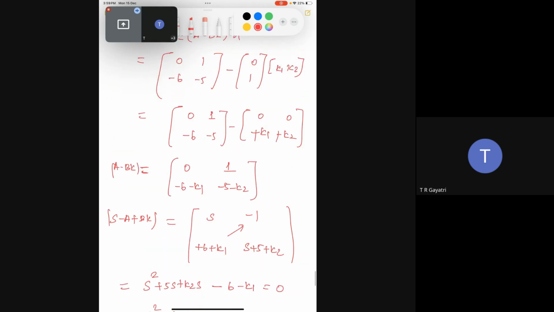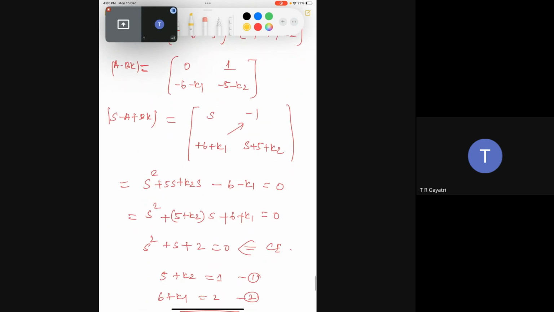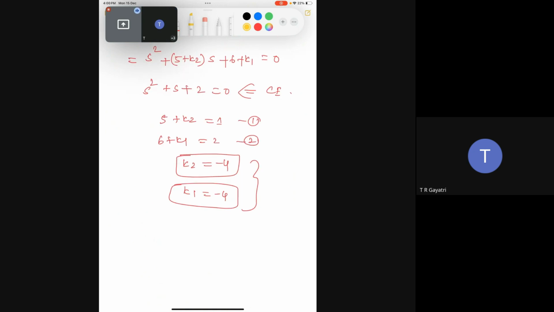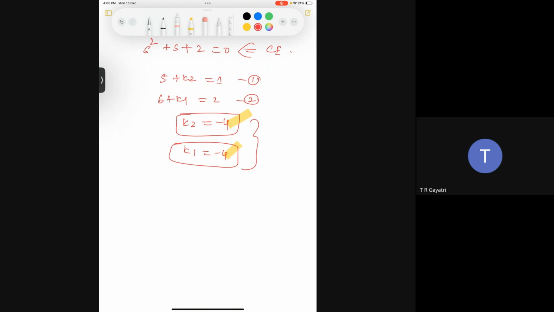The gain is negative; does it carry any specific meaning? We are getting negative values now, minus 4, minus 4. That doesn't mean anything, not in terms of controllability. It's just a tuning value. Okay, that's not a problem. We found K1, K2 as minus 4, minus 4. Good. This is the gain of the system.